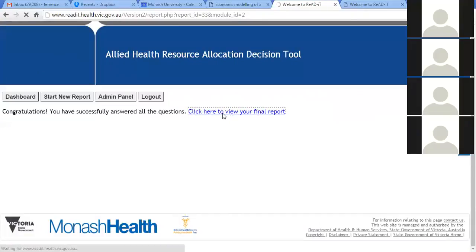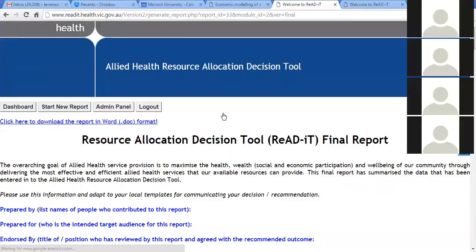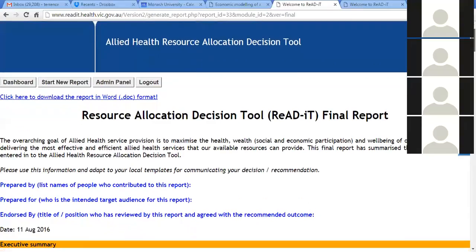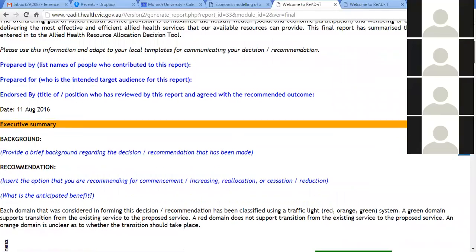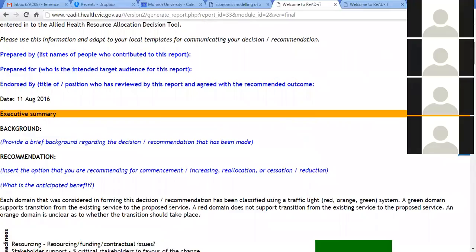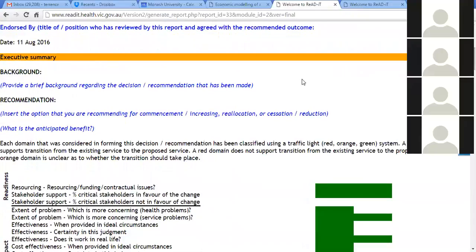So the final report is very similar to the interim report. Again, you can download the final report in the Microsoft Word document format. Here we have a list of similar subheadings that we went through before, but we've added a couple of extra subheadings, again based on the reporting templates that health services normally use to make decisions or to report decisions to their executive. So an executive summary, it has the background, it has the recommendations that we're making. You can add that text in.